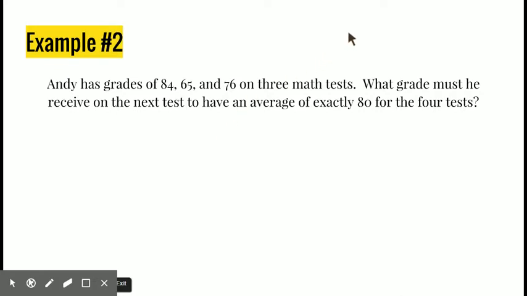Okay? Now this is a little bit of a different type of problem. It says, Andy has grades of 84, 65, and 76 on 3 math tests. What grade must he receive on the next test to have an average of exactly 80 for the 4 tests?